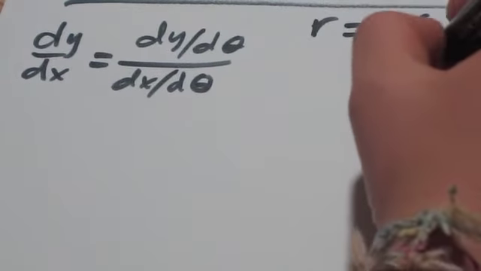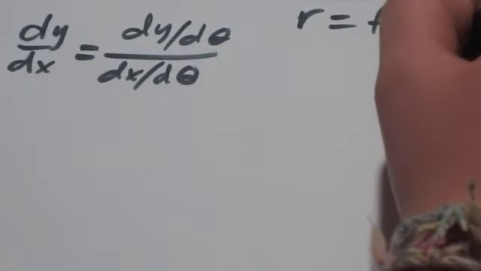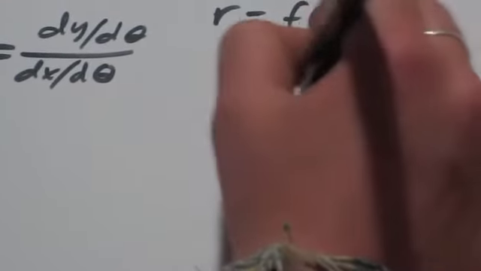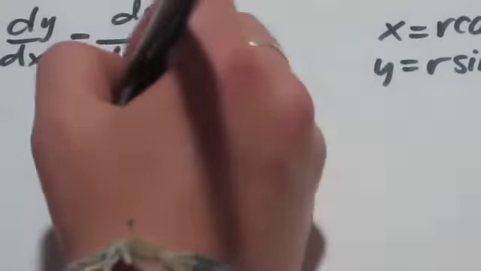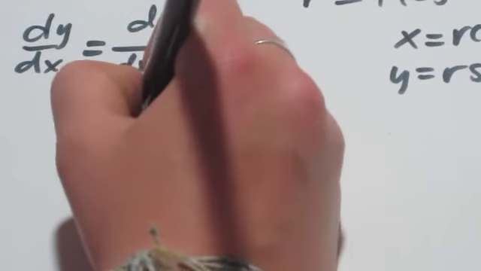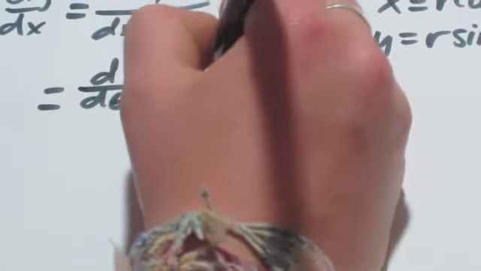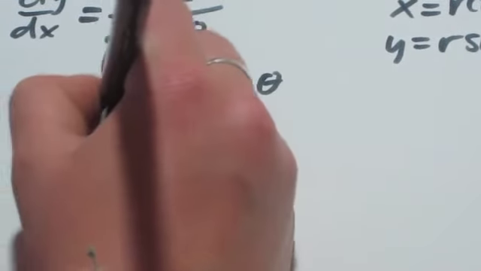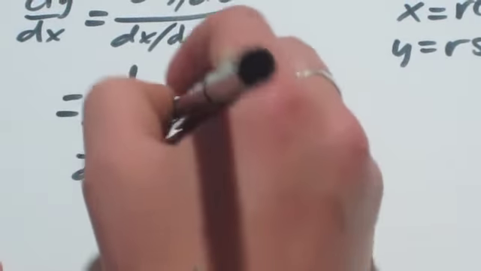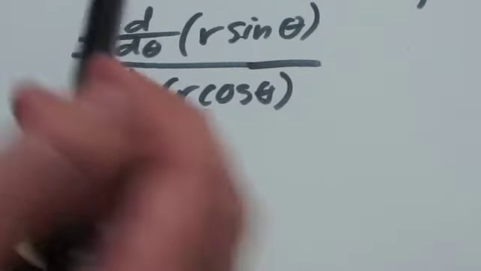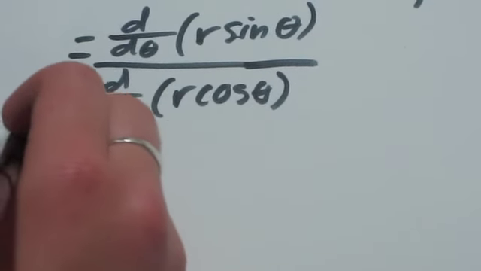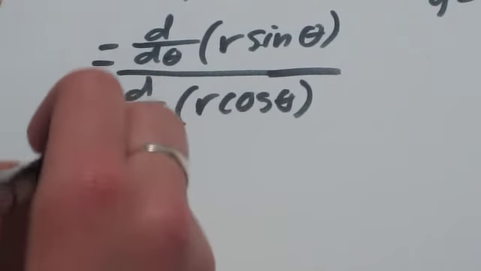And we're going to use the equations that we derived in the last segment: x equals r cosine theta and y equals r sine theta. And we'll plug those in for y and x. So d over d theta of r sine theta over d over d theta of r cosine theta. So what we need to do now is just differentiate these functions in terms of theta. And we'll use the product rule to differentiate.